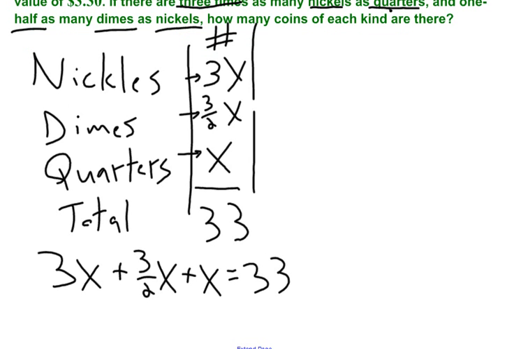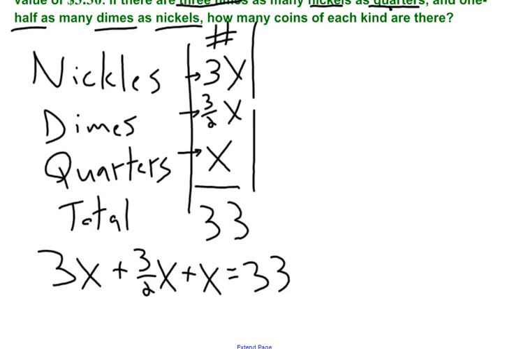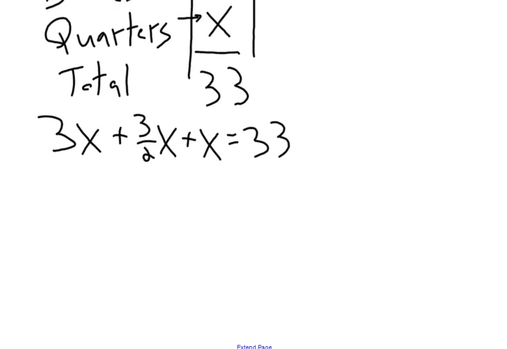Well, there's a few ways we can do this. We can just deal with it, not worry about the fact that there's a fraction here, and just put together 3 and 1.5 and 1, and it gives us 5.5 x's equal to 33, and then we could divide by 5.5 because that's our coefficient in front of x. That's not an overly nice way of doing it for people that aren't comfortable with fractions.